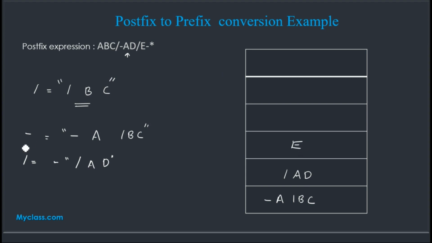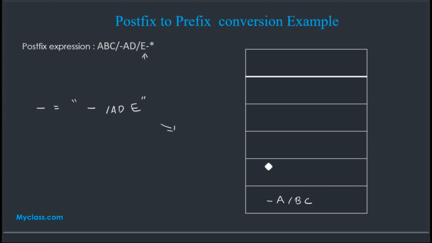Now an operator came, that is subtraction. So we want to make a string like subtraction. First character here, second character here, making a string like this and pushing it back to our stack. We are now pushing this into our stack: subtraction, division, AD.